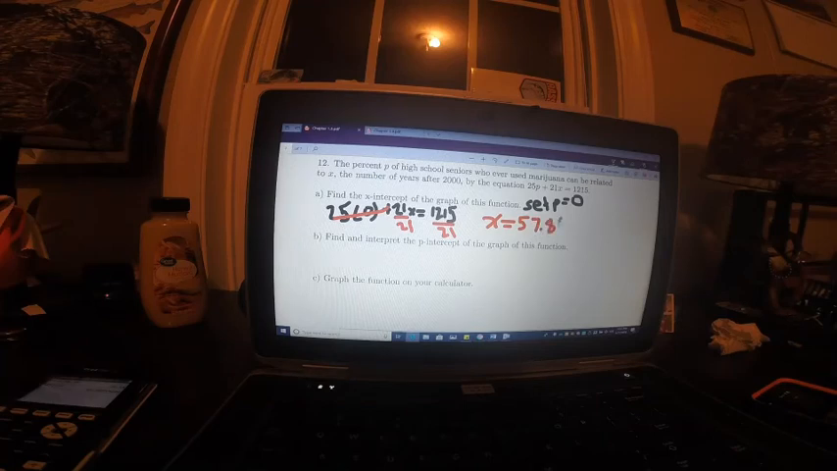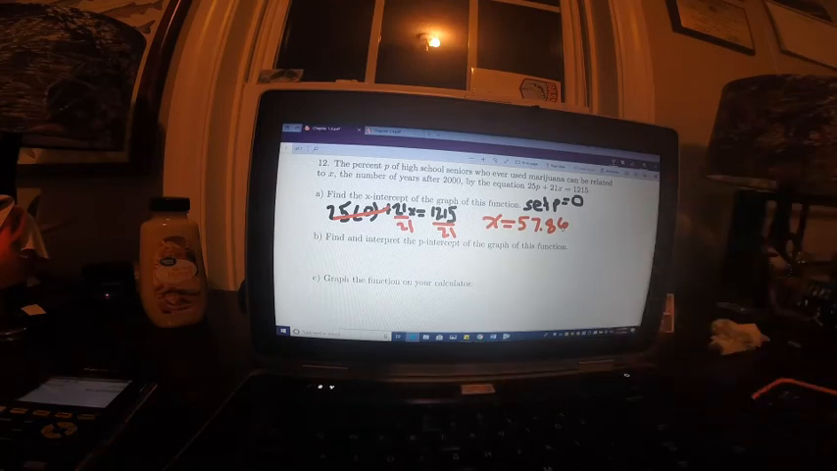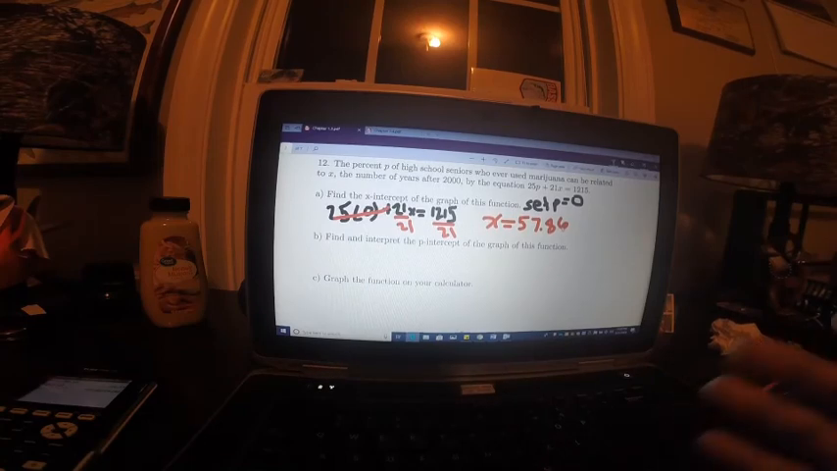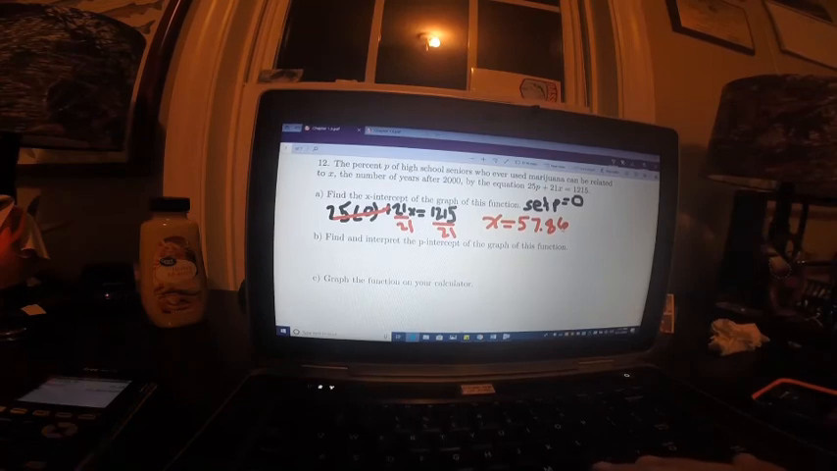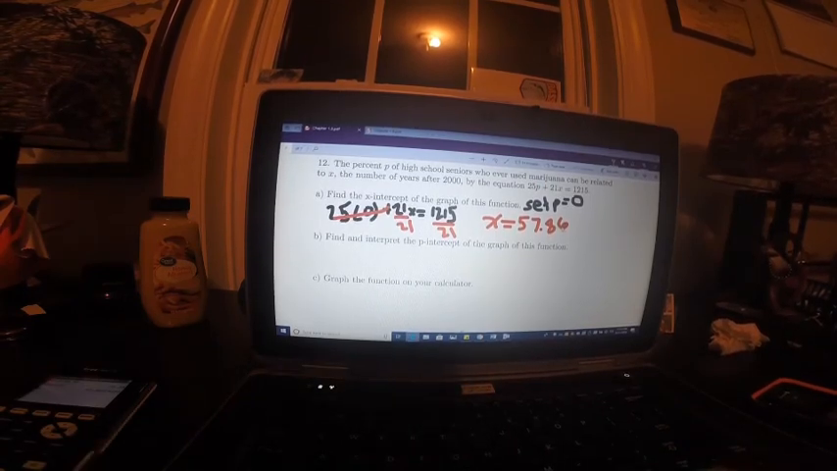Typically, we'll tell you how many decimal places to round with, especially with the MyMathLab setup. So, x equals 57.86. That's the x-intercept of your graph. If you wanted to write it as an ordered pair, it would obviously be 57.86 comma 0. B says find and interpret the p-intercept of the graph of this function.